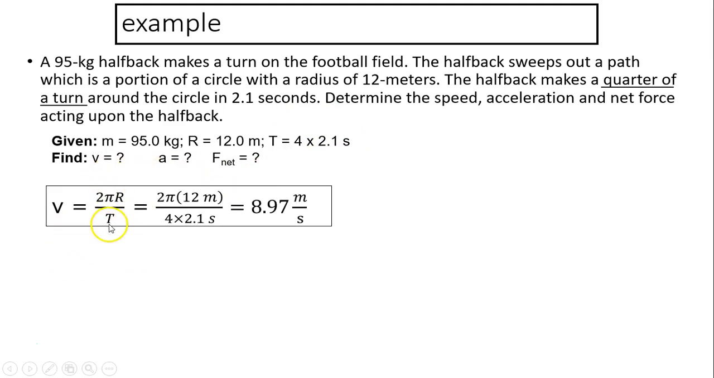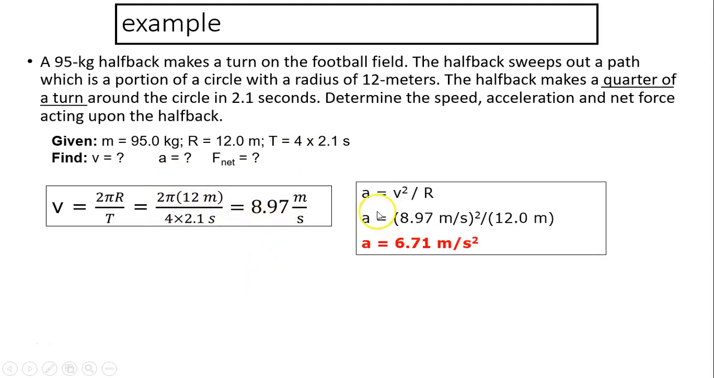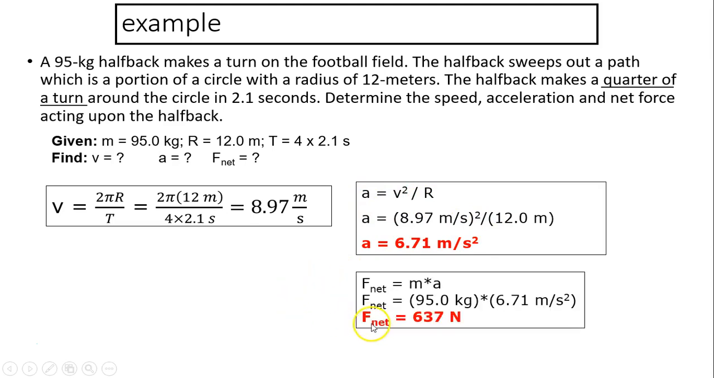V equals 2 pi r over T. R is 12 meters, and T is 4 times 2.1. So after you put everything in, you should get 8.97 meters per second. Acceleration equals v squared over r. Substitute in, you have 6.71 meters per second squared. F net equals mass times acceleration. You should have 637 newtons.